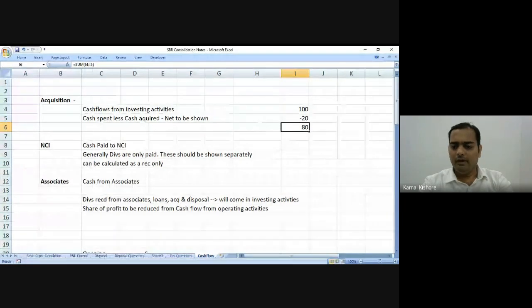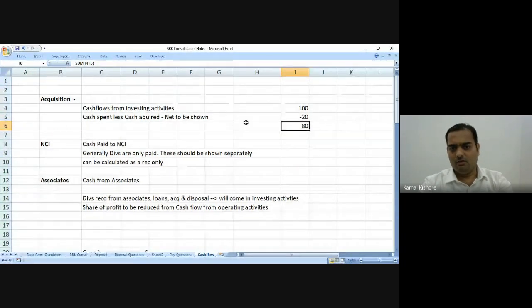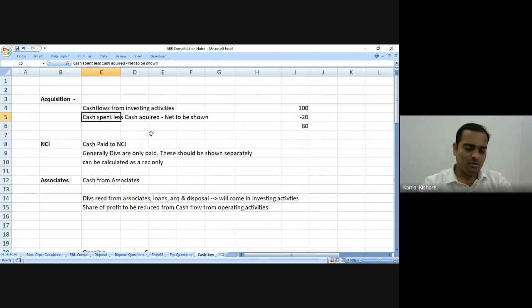So net, you spent 100 and you've got the cash of that subsidiary. The net cash that you spent is what is required to be shown under cash flow from investing activities. So you'll show how much cash has been spent, less how much cash has been acquired. This amount you will show on a net basis. This is one aspect as far as consolidated cash flow is concerned, where you will show cash flow from investing activities.